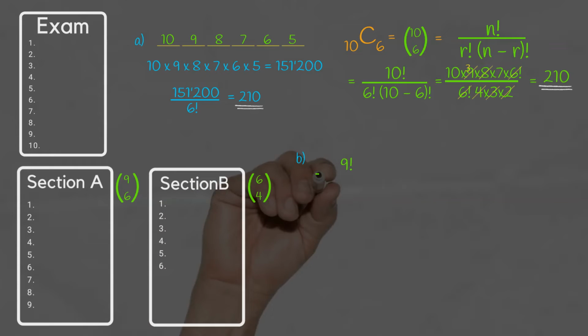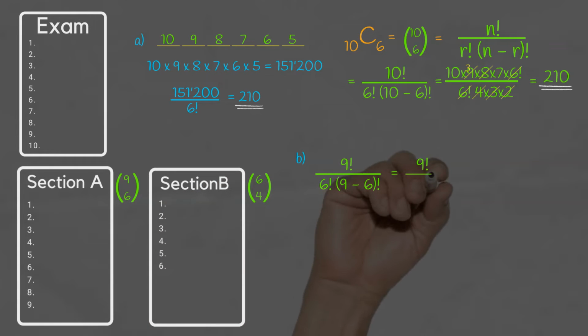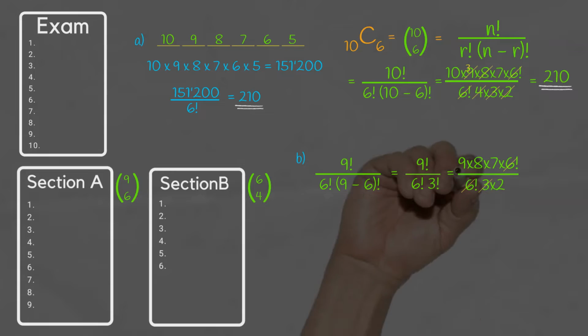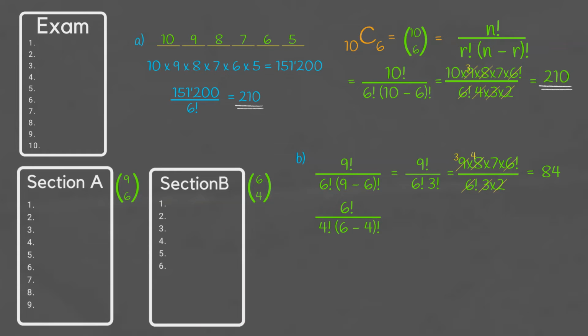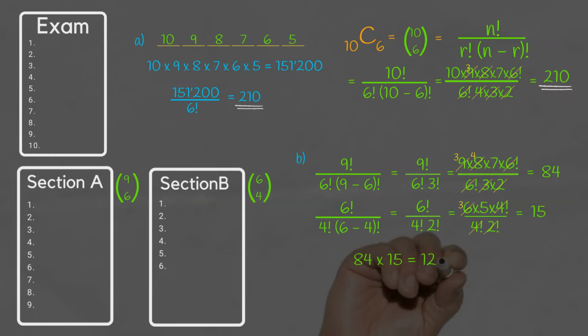So for section A, we end up with 9 factorial over 6 factorial 3 factorial. And if we cancel it like this, we end up with 84. And for section B, we end up with 6 factorial over 4 factorial 2 factorial. And if we cancel out the equation in this way, we get 15. So the number of ways the questions can be picked in this paper is 84 times 15, which is 1,260.